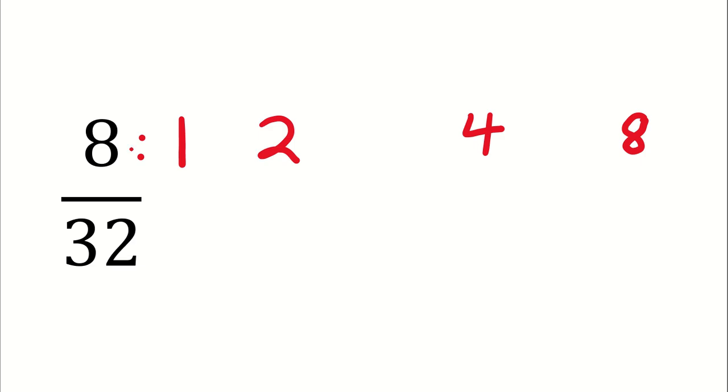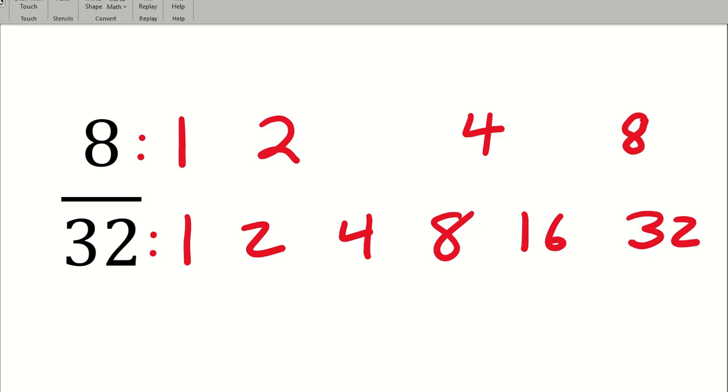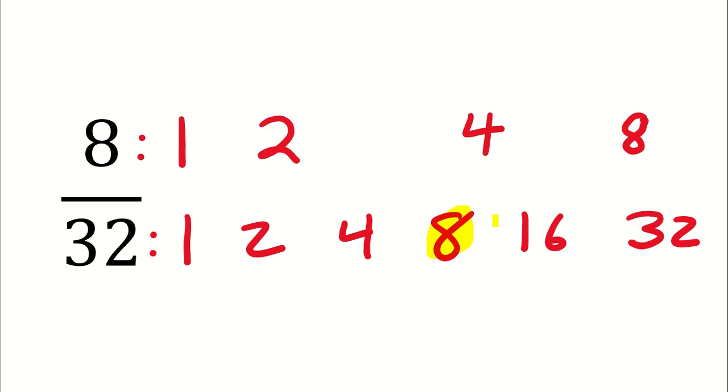Now let's list the factor pairs of 32. 1 times 32 is 32. 2 times 16 is 32. And 3 won't go into 32, but 4 will. We know that 4 times 8 is 32. Now, the question is, what is the biggest number that appears on both lists? Well, let's take a look here. Aha! We have an 8, and we have an 8. 8 is the greatest common factor of 8 and 32.